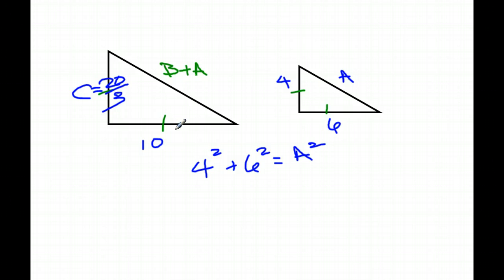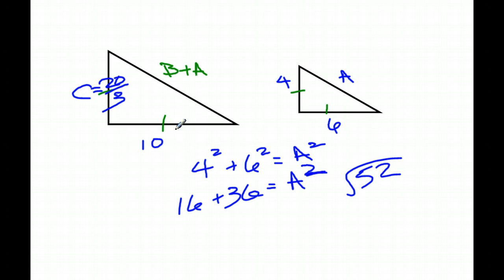So we have 16 plus 36. What is 16 plus 36? 52. Is there anything we can do with 52? You can make 52 into, I mean, what are the factors? You can make it 2 outside, 13 inside. Or we can just leave it the way it is.